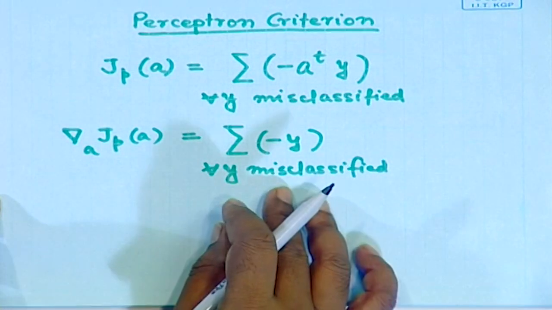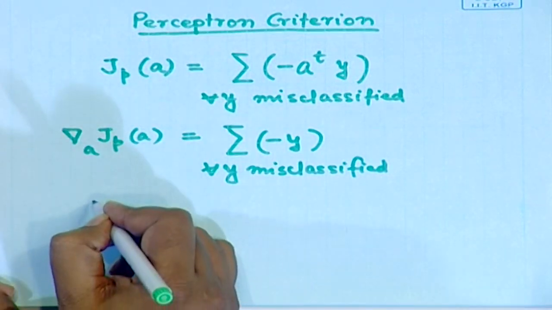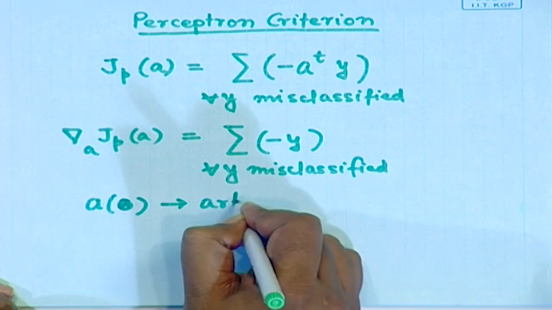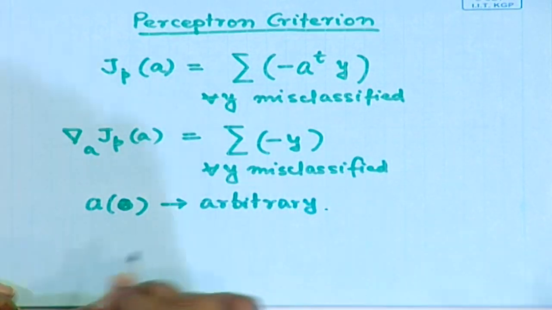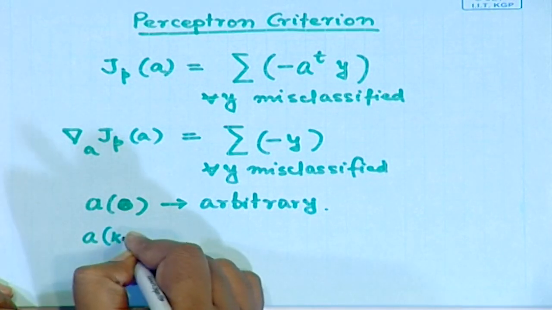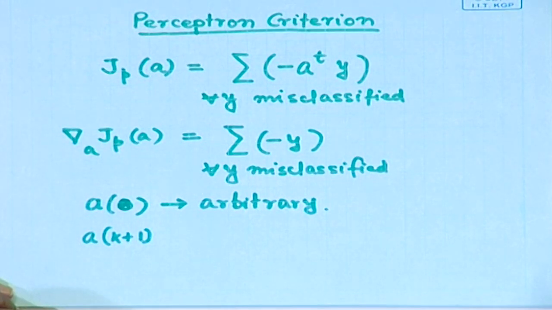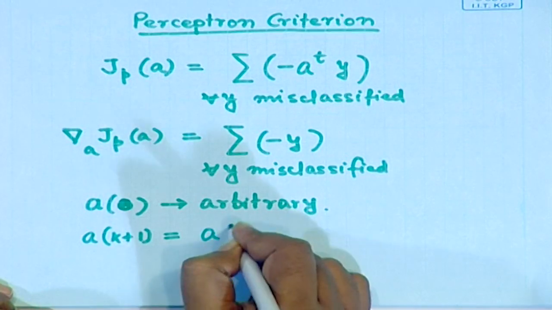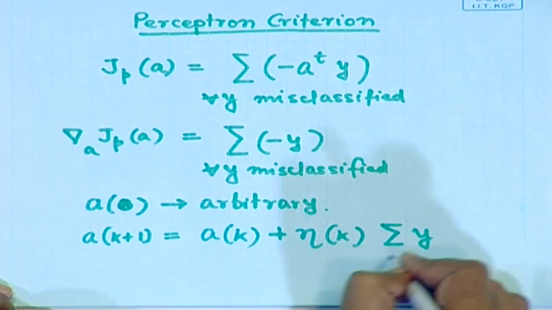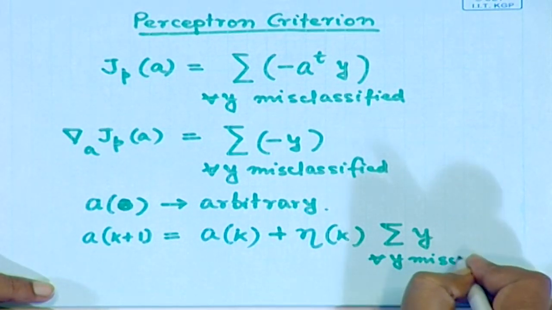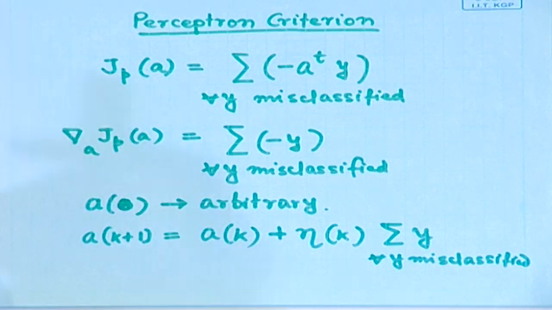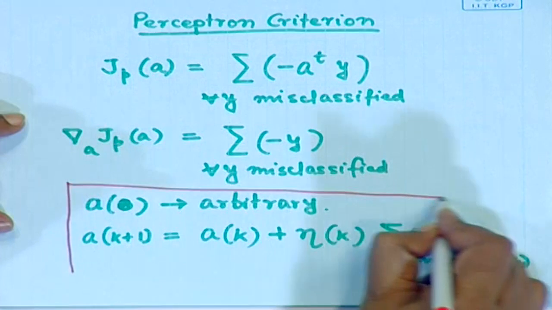And my update rule, or the algorithm to find this weight vector A, will simply be: I take an initial weight vector A0 arbitrarily. Okay, so A0 will be arbitrary. Then A k plus 1, that is the weight vector in the k plus first iteration, will simply be A k plus eta k, which is the learning rate, into the summation of y for all y misclassified. Okay, so this is the algorithm for design of my weight vector.